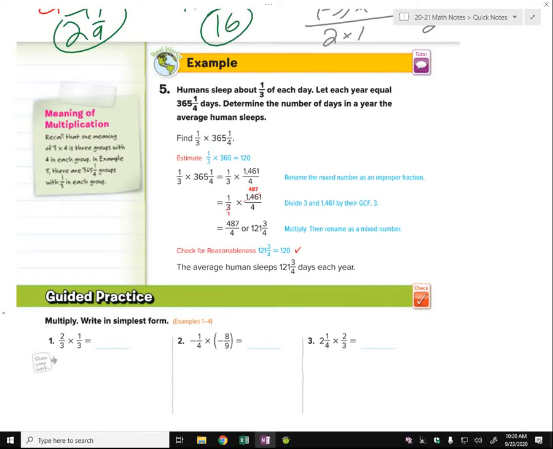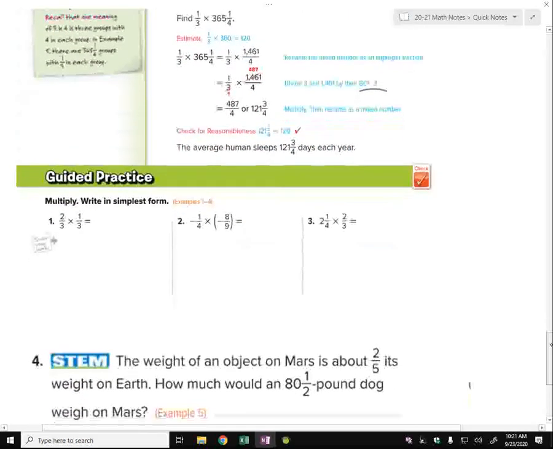They found that there was a greatest common factor of 3 by not using a calculator, which made it 1 over 1 times 487 over 4. So they found that 487 over 4, simplified, is 121 3/4. Therefore, the average human sleeps 121 3/4 days in a year. I actually need to read what I'm saying.